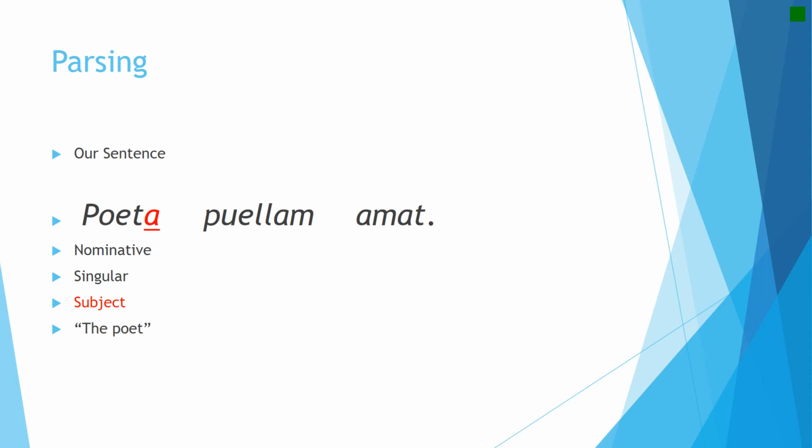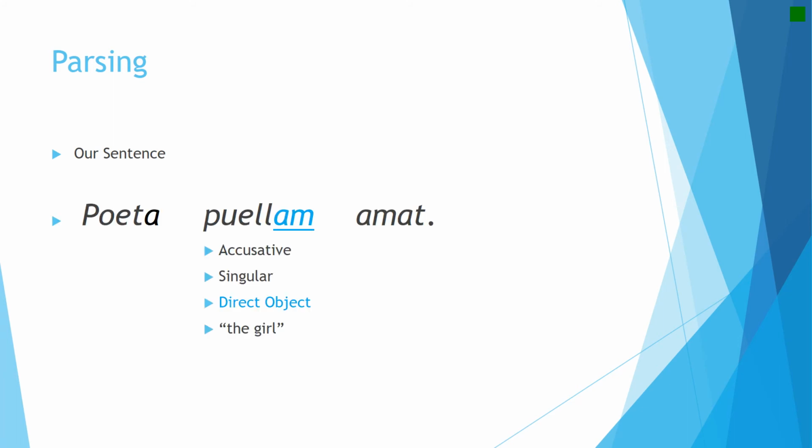Let's dive deeper into parsing, beginning with our first noun, poeta. Notice that the word poeta has an A marked in red at the end of the word. Because the noun poeta has an A ending, we know it must be in the nominative case and singular. Because it is nominative, we therefore know it is the subject of our sentence. Recall from the vocab list that poeta means poet. Remember, we'll mark our subject in red.